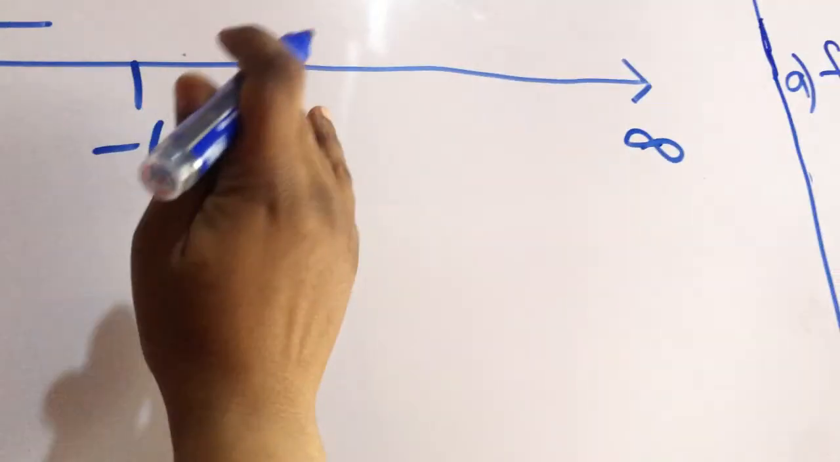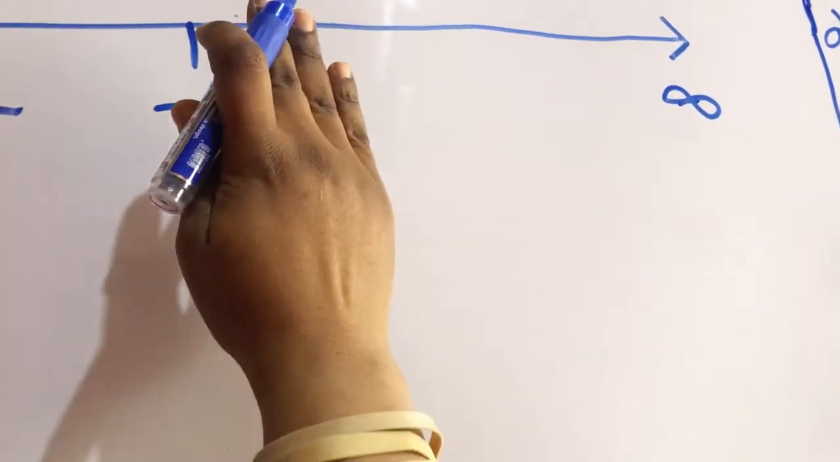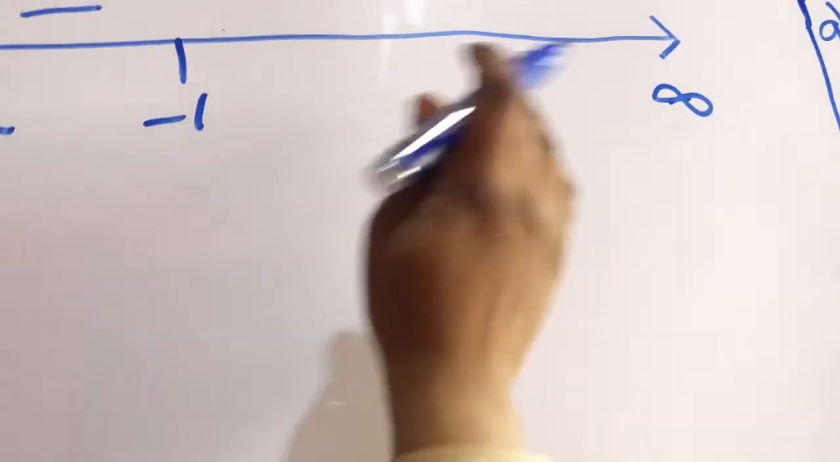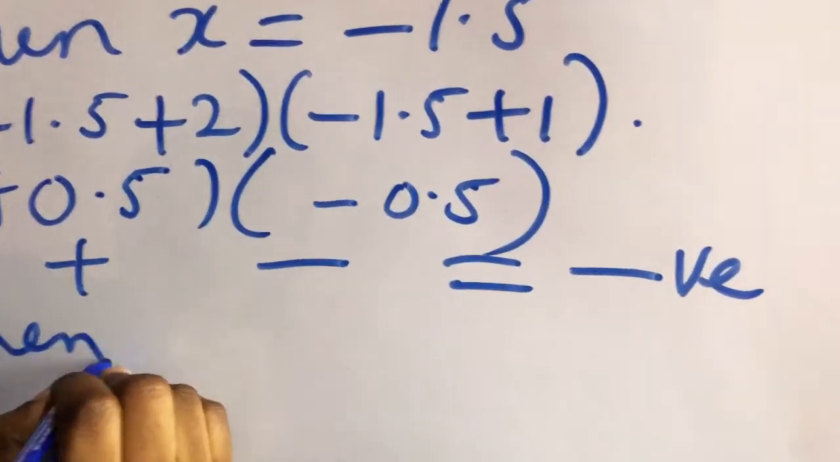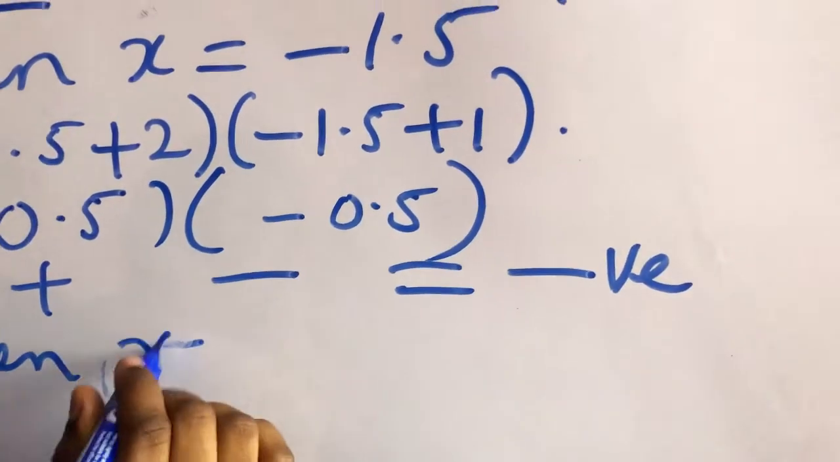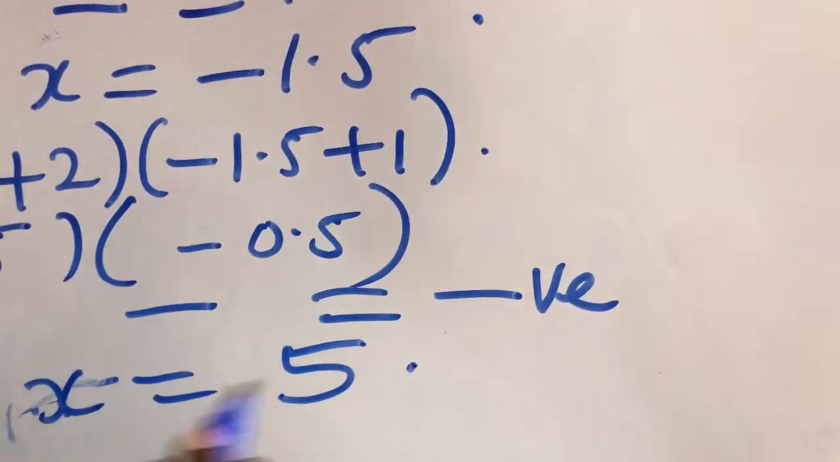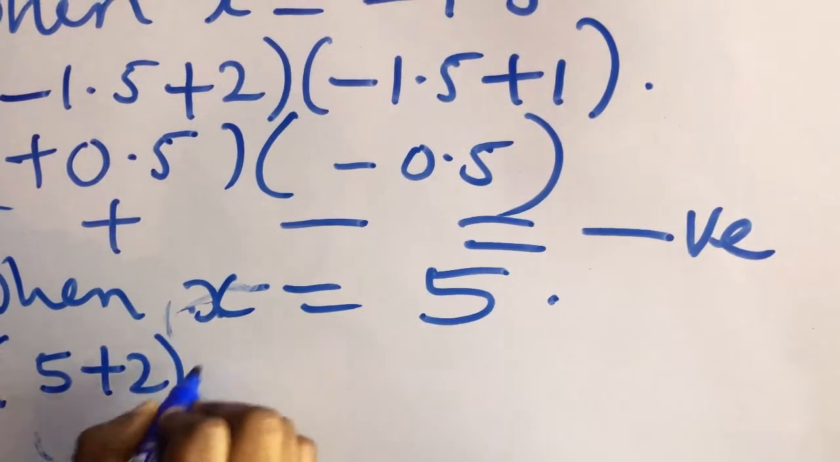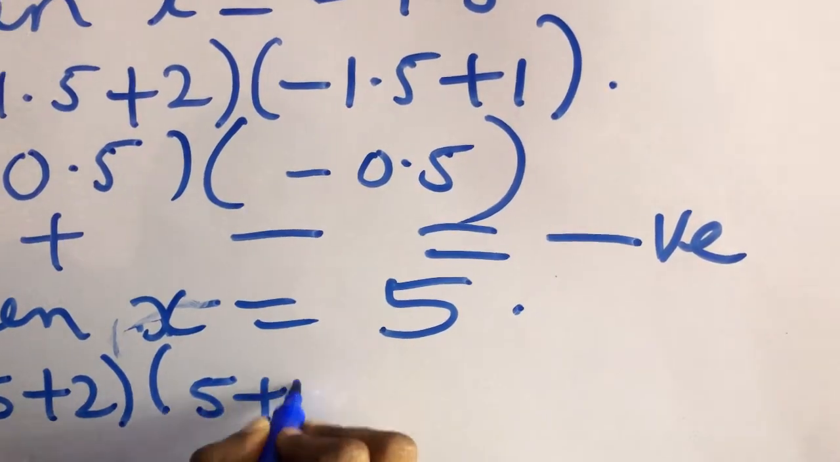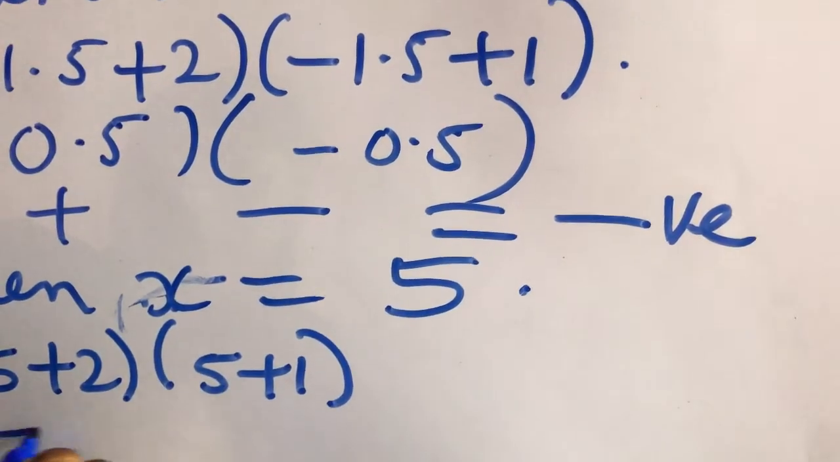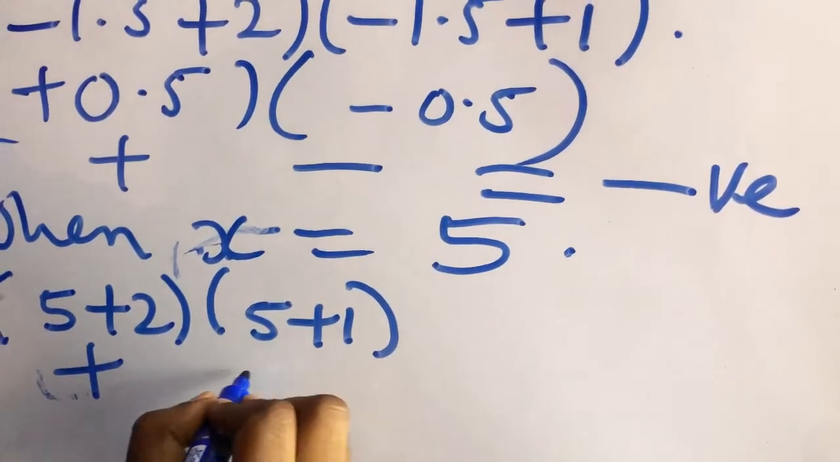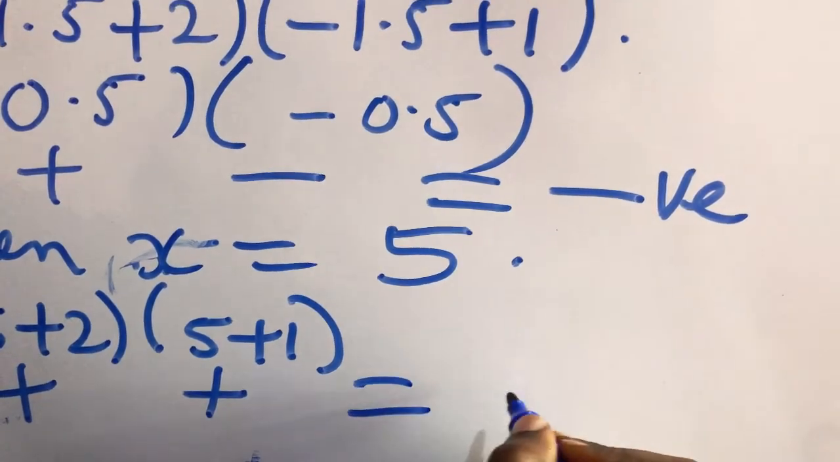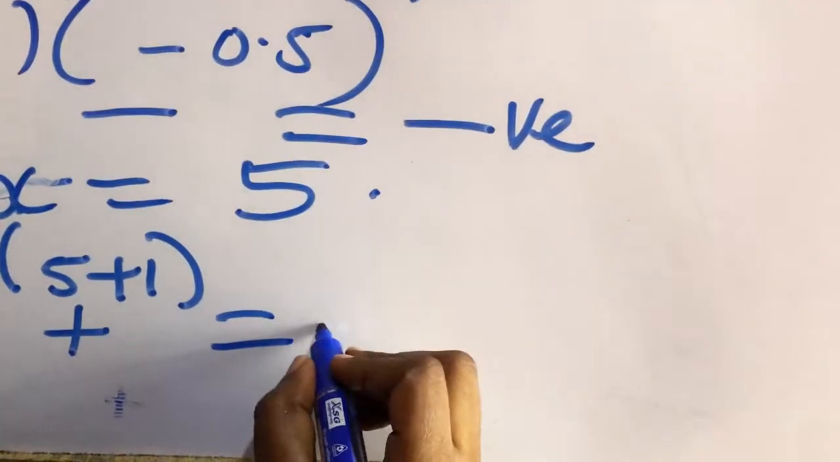So let's now take another number in between minus 1 to positive infinity. Let's say when x is equal to positive 5. So I have 5 plus 2 multiplied by 5 plus 1. This is positive, that is 7. Then positive 6, it gives me positive multiplied by positive gives me positive. So I have positive here.